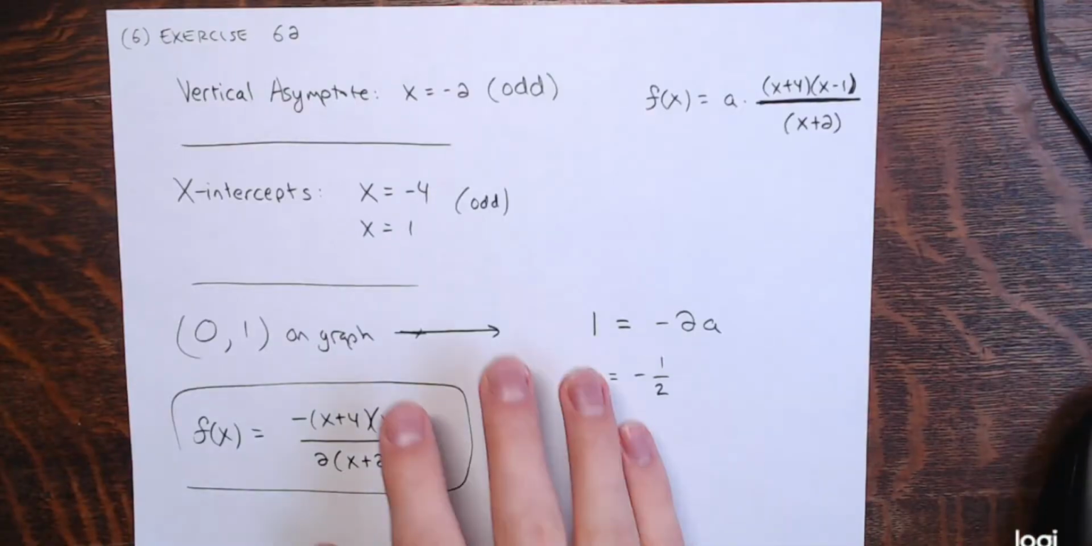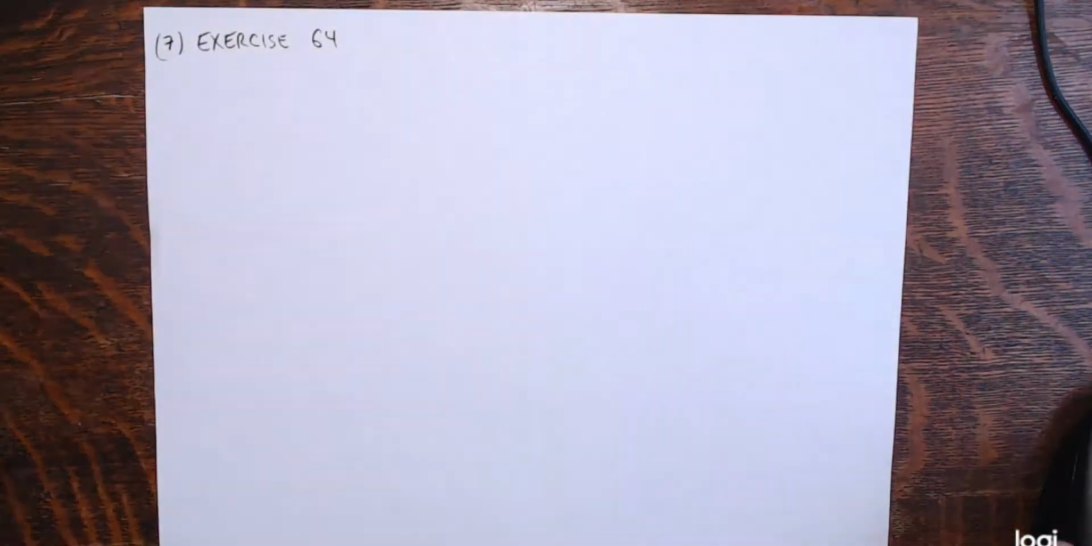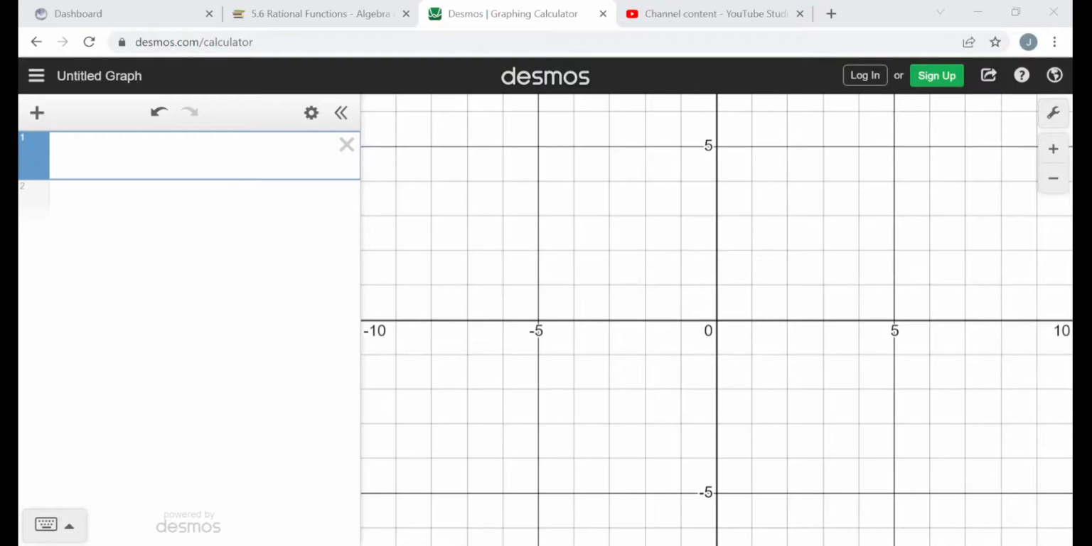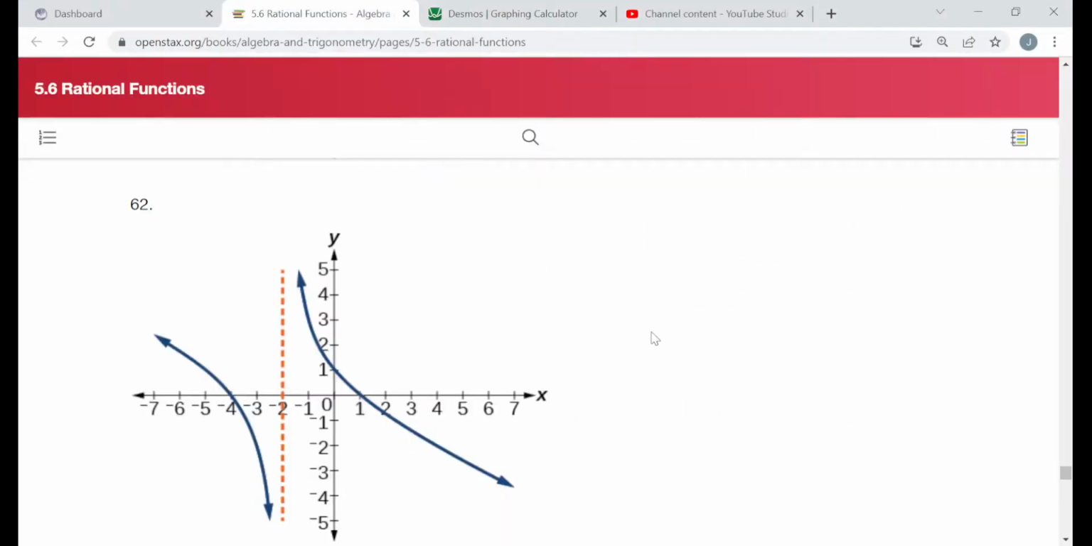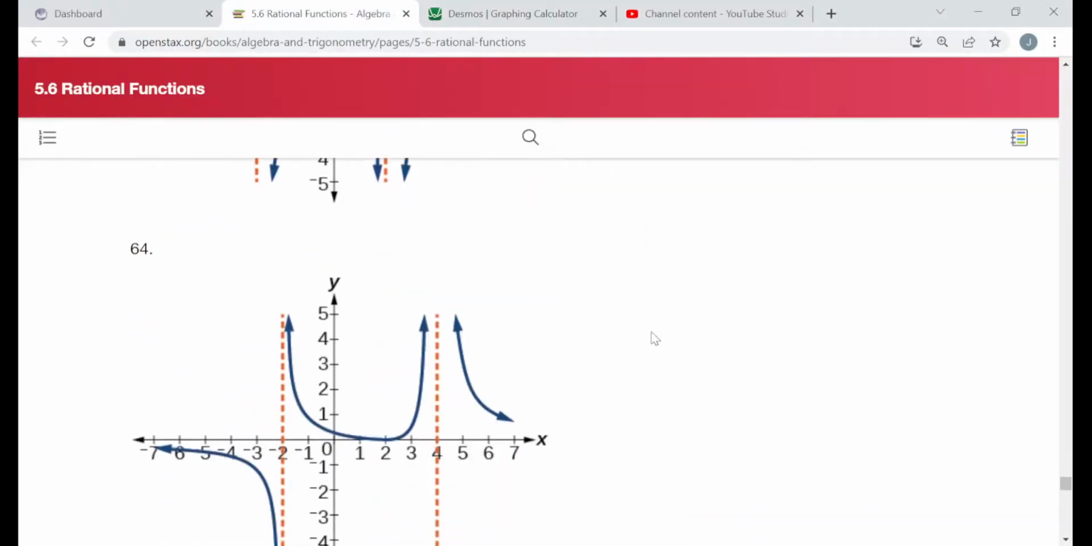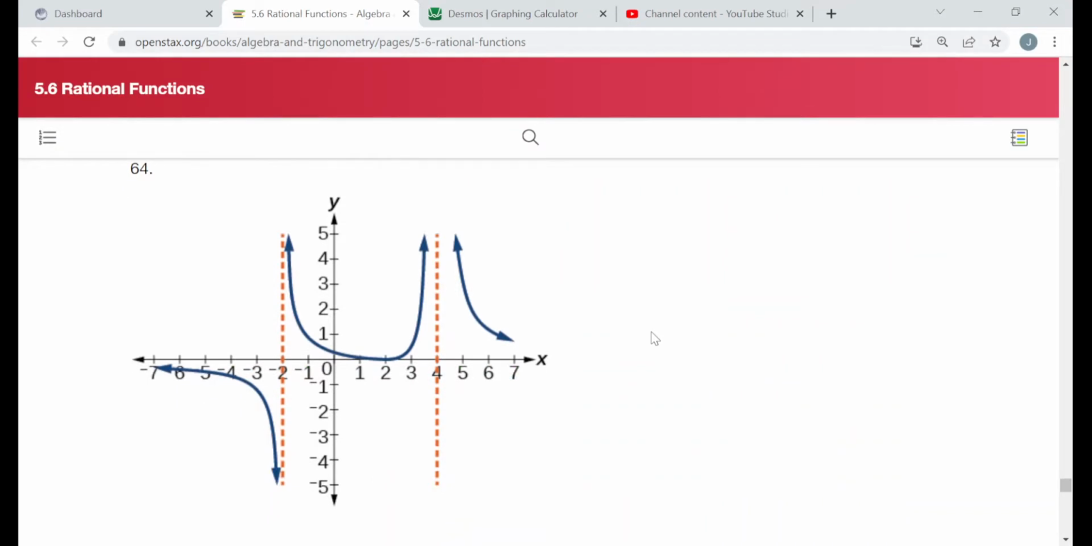All right, I got just one more of these. It's just the very next one. Right, exercise 64 from the text. All right, so again, I'll write out the stuff while I'm saying it, and we'll come back. We'll go to my paper and work it out. All right, so the vertical asymptotes, VAs, x equals negative 2 and x equals 4.